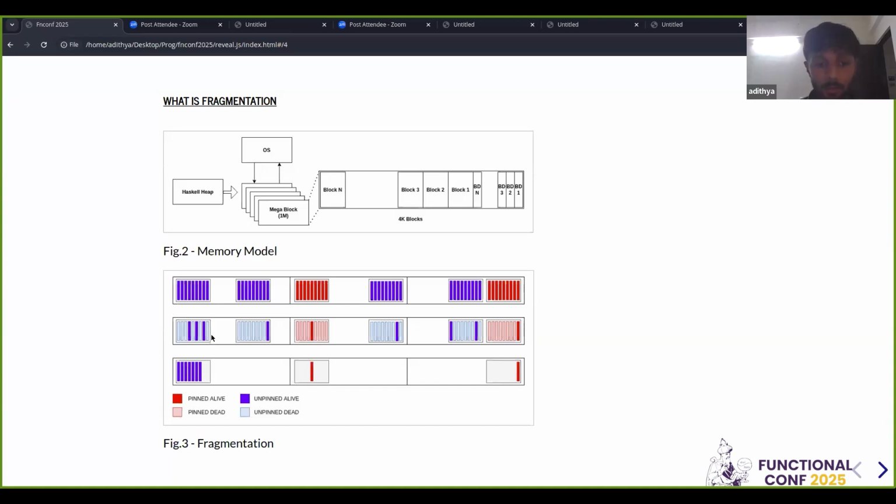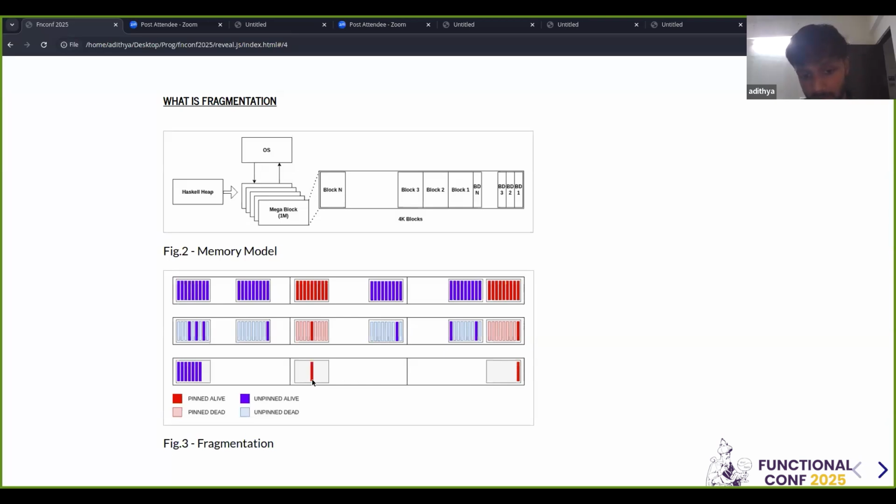So at one point the RTS has to decide, right? I want some more free space, so I will do a GC. Once the GC happens, all the unpinned memory is coalesced. It's copied and coalesced in one 4K block. But the pinned memory unfortunately can't be moved, so it is not coalesced in any form, right?